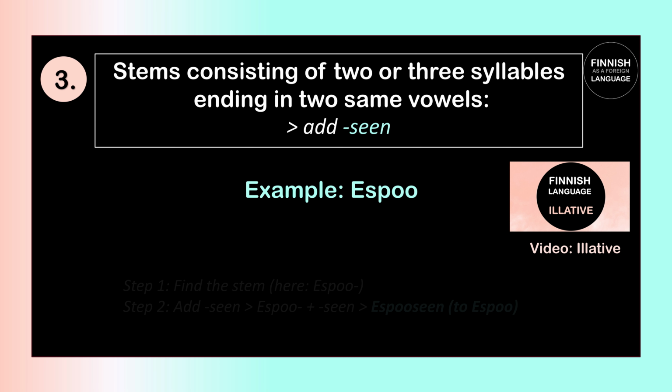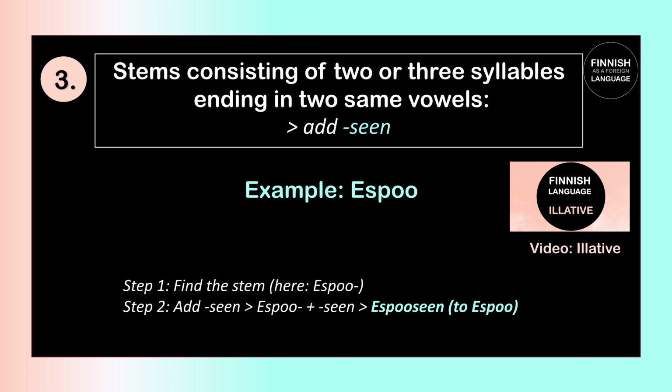Here's one example, espo. In the first step, we have to find a stem, which is also espo. Then in the second step, we actually have to add san to it. So that means we have espo plus san, and we get espo san, which means to espo. This is our illative case with the ending san. And that's pretty much all we need to know about how to form the illative case for now.